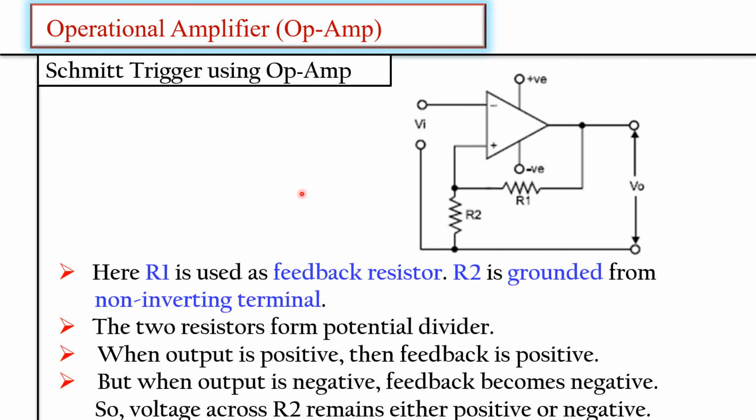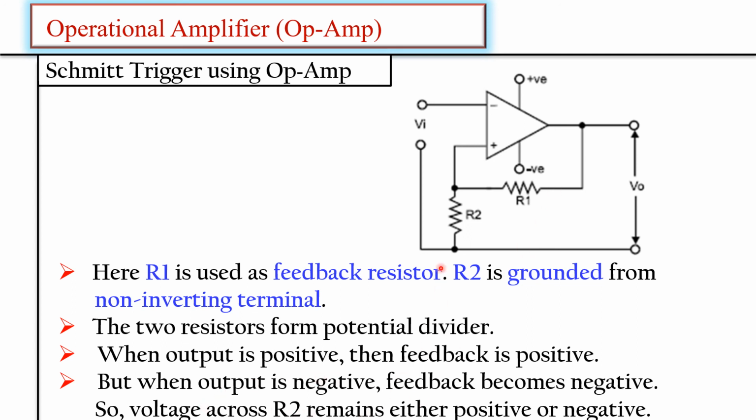Schmitt trigger using op-amp. Here R1 is a feedback resistor and R2 is grounded from the non-inverting terminal. The two resistors form the potential divider. The positive feedback is obtained by using the voltage divider. So this is the voltage divider. When the output is positive, the feedback is positive, and when the output is negative, the feedback is negative.